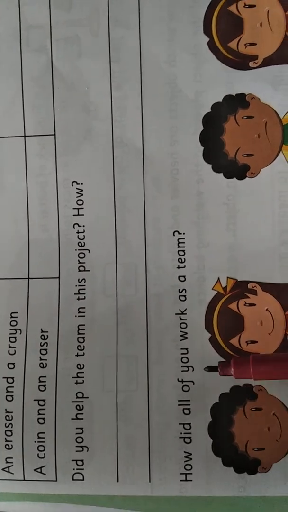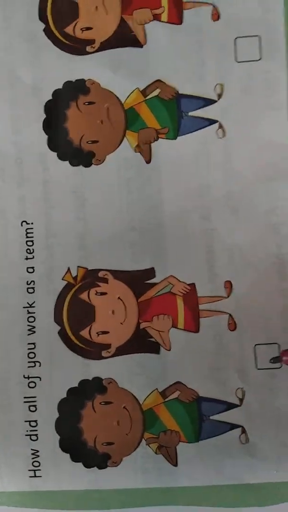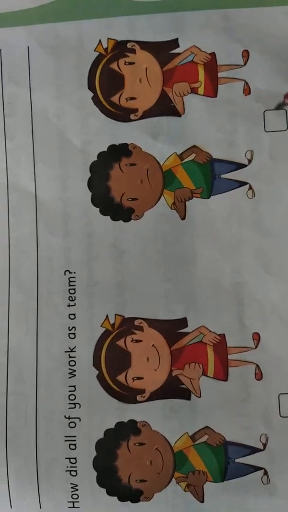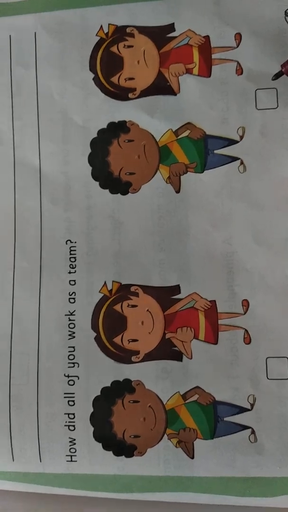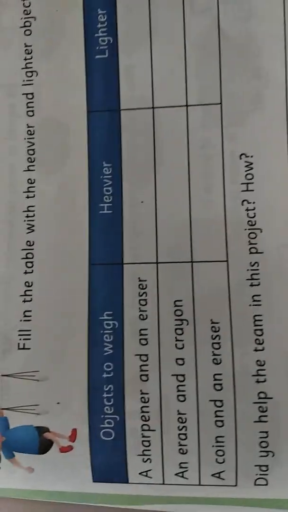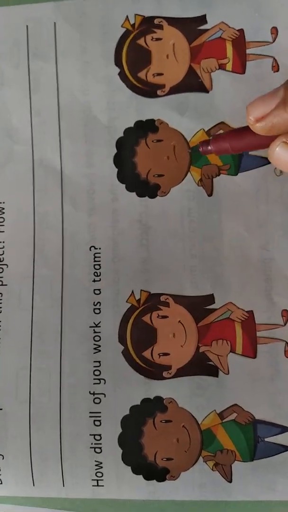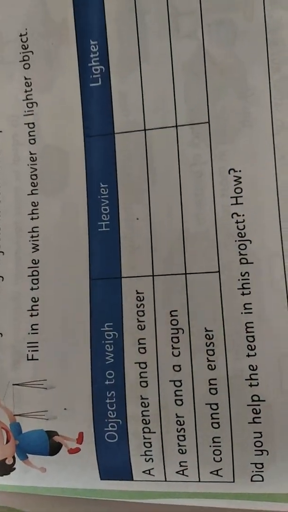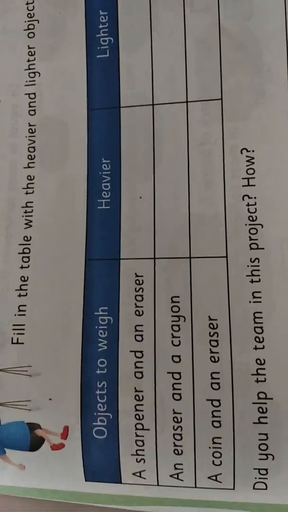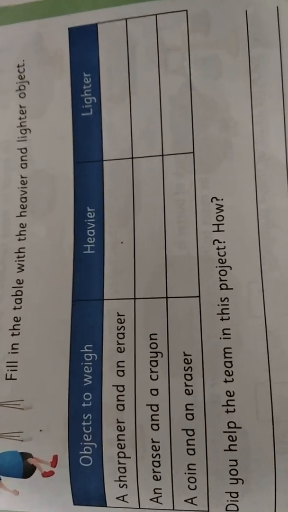Okay, and how did all of you work as a team? Okay, if you worked as a team, you want to put a tick. If you did not work as a team, you want to put a tick. Okay, so this project, how you worked, either by a team or not, that you want to put a tick mark, Kanna. Okay, this one you have to do by yourself and you can ask your parents' help. Okay, so everyone has to complete this.